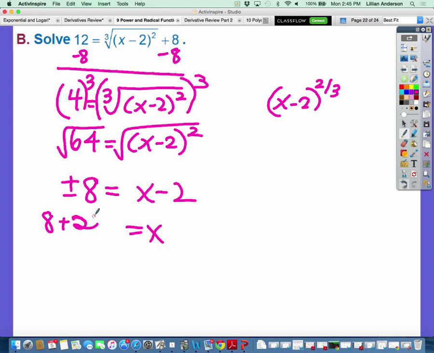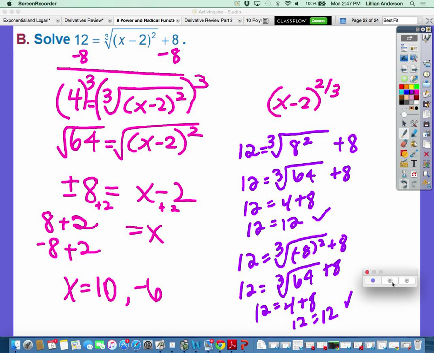I'll have 8 plus 2. Made the same mistake on the key as well. That's why it wasn't working. I was like, what is my issue? -8. So I can have 8 plus 2 or -8 plus 2. So what are my 2 solutions? 10 and -6. Can you guys check these to see if they both work? Yes. So you always check.